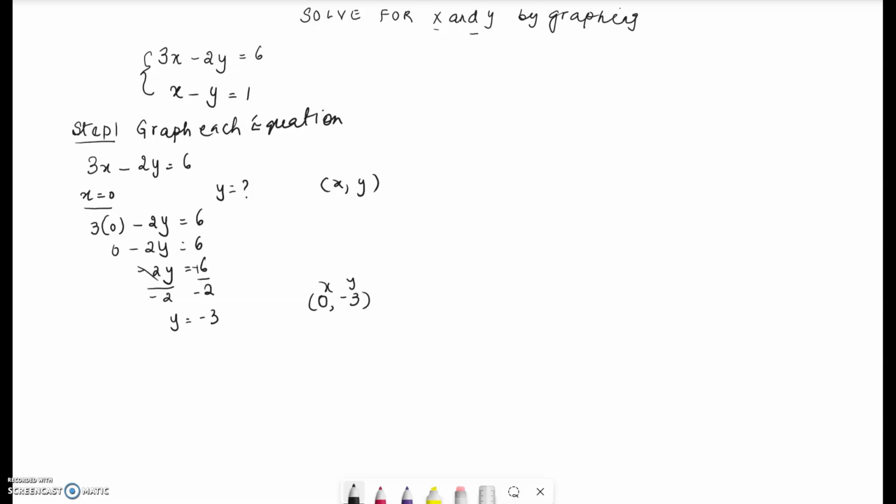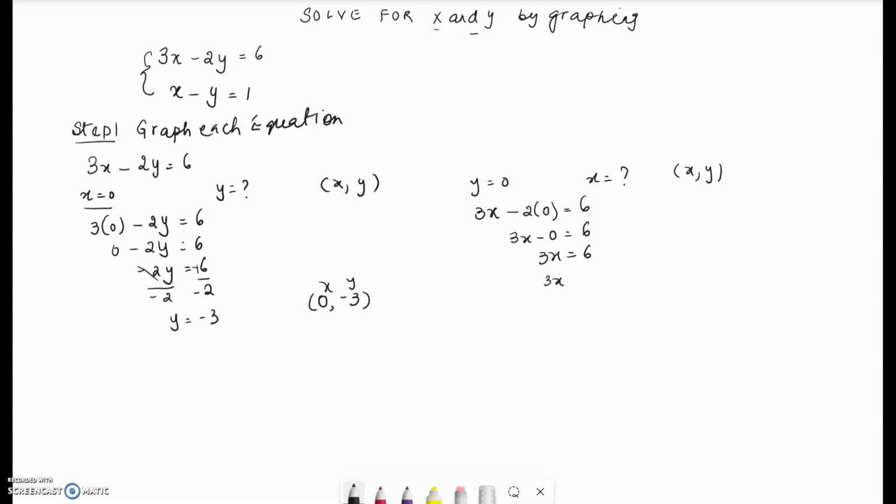Now we can calculate another point. So we're plotting easy points. Easy points are when you plug in x equals 0, figure out what the y is, that happens to be the y-intercept, and then next we're going to plug in y equals 0 and figure out what x is and get another point on the straight line. So we have 3 times x, we leave the x alone, minus 2 times 0 equals 6. Now 2 times 0 is 0, so 3x minus 0 equals 6. 3x minus 0 is 3x equals 6.